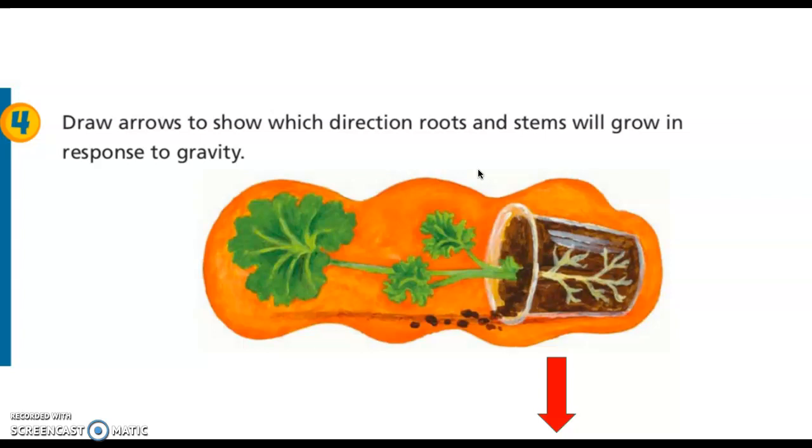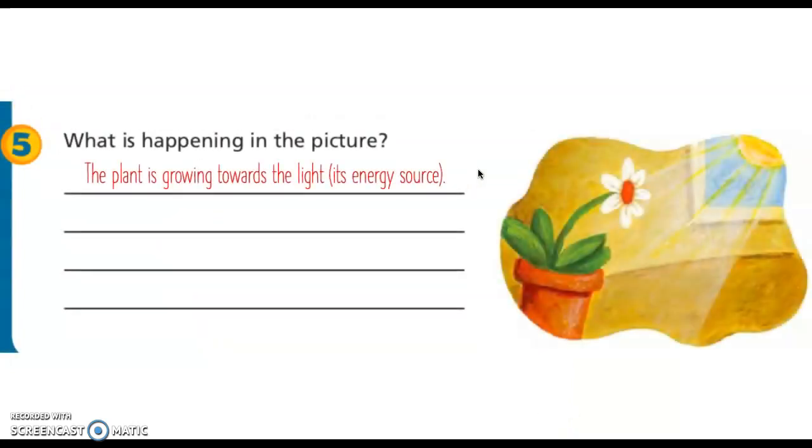All right, now let's talk about the stems. Even though the stems are on its side, what direction will they grow? You should have said they will grow upward. Even though it's on its side, they're not going to grow to the side. They will always grow up towards its energy source or the light. All right, in our final question, what is happening in this picture? Oh, the answer is already there for you. It says the plant is growing towards the light or its energy source, which is what we just talked about in the last slide. All right, awesome guys.